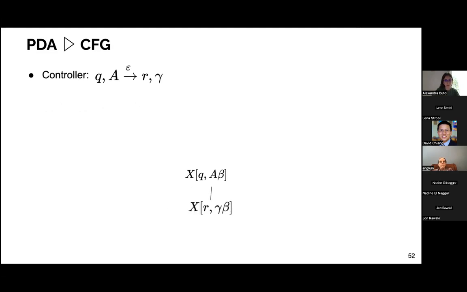And the last one is very similar to the one I talked about before. When you only apply a rule of the controller that just pops a symbol A, scans nothing, goes to state R, and pushes a sequence of stack symbols gamma. So if you have a node labeled with X and it has a configuration Q A beta, then X gets a new configuration of the controller R gamma beta.